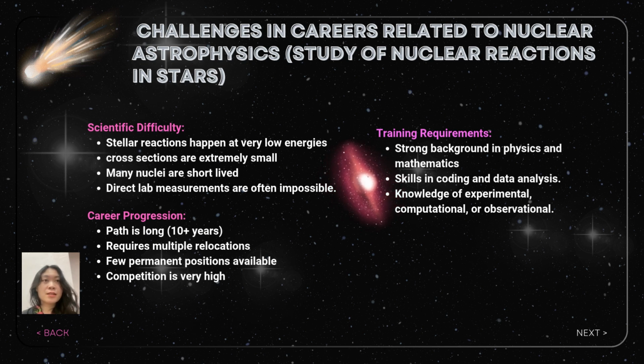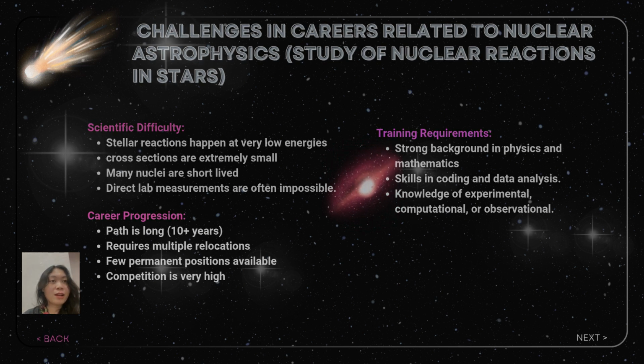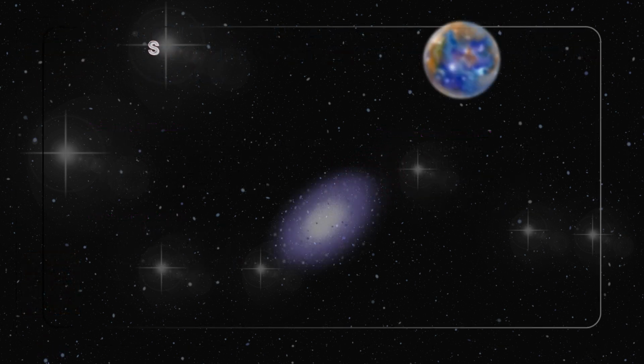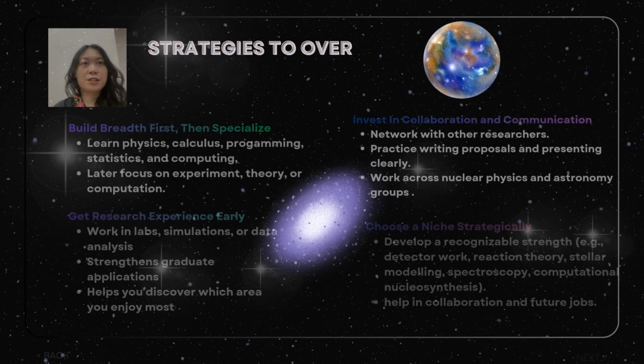Another challenge is the training burden. You usually need strong physics and mathematics, plus coding and data analysis, and often some experimental, computational, or observational skills, depending on your subfield. And lastly, career progression can also be slow and competitive. Academic paths in astronomy often take a 10-year period and may involve multiple relocations, while permanent positions are limited and competition is stiff.